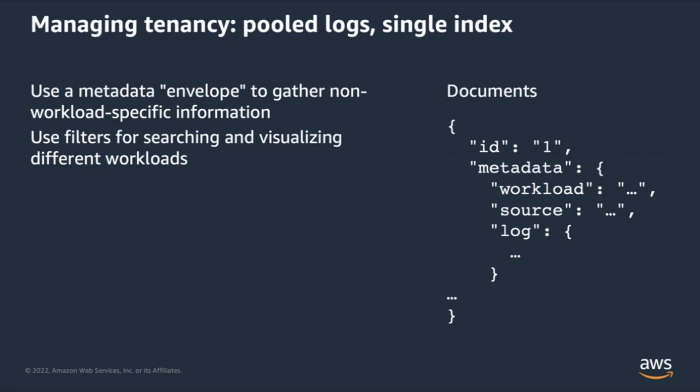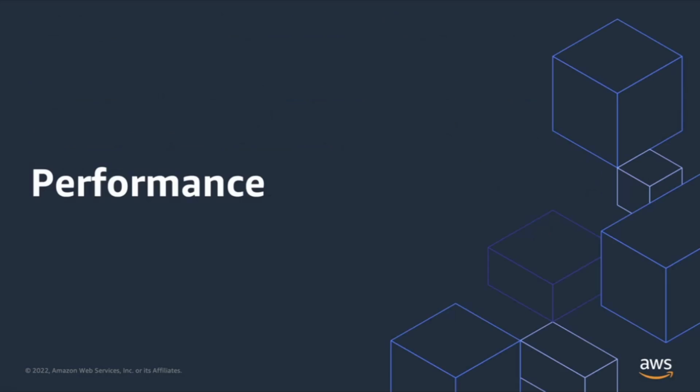So you can also use a pooled logs index. This one is less common, I would say, but you can use a metadata envelope to gather non-workload specific information and then use filters on that information when you're searching or visualizing that data. So if I know my source is syslogs, I can add a filter to my OpenSearch Dashboards dashboard to simply pull from that data source. And this one works fine. Generally speaking, putting stuff together and overall reducing the contention gets you a lot of performance benefit. We'll go into that in a second.